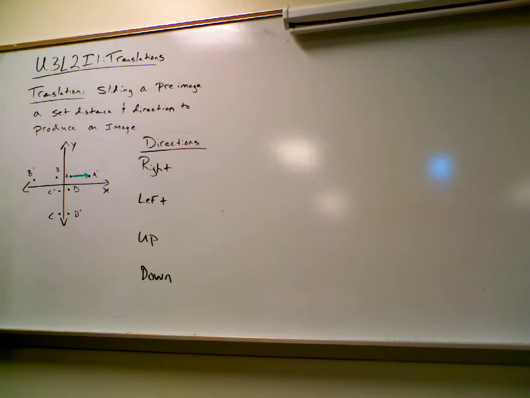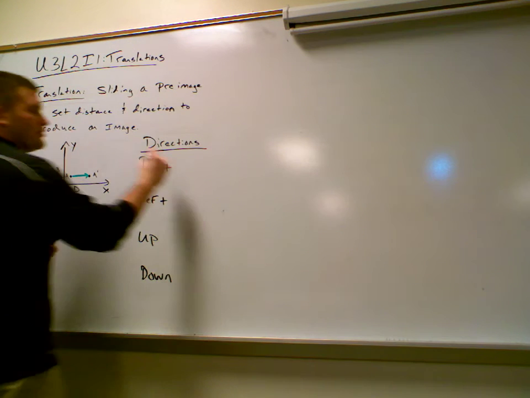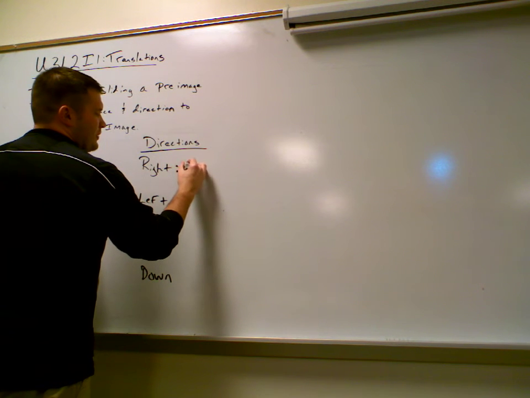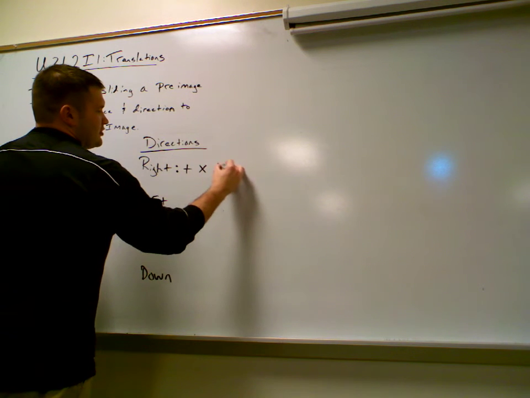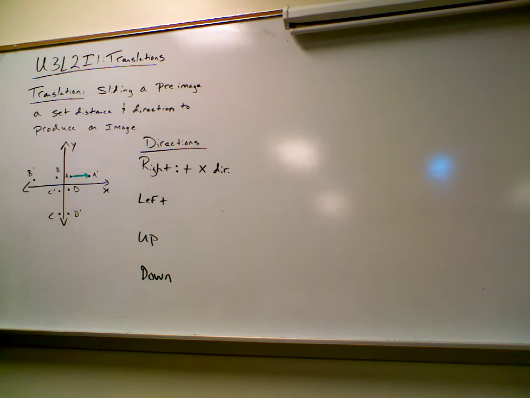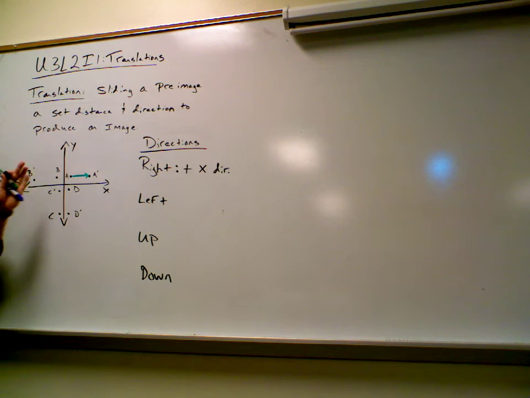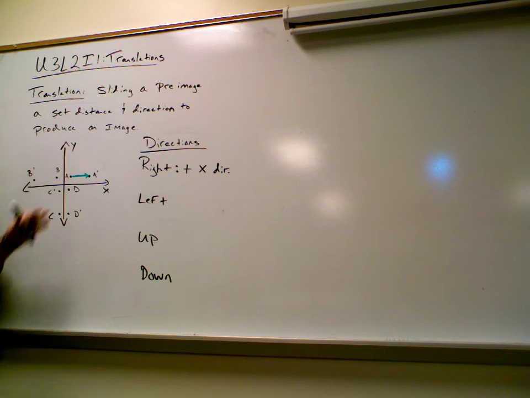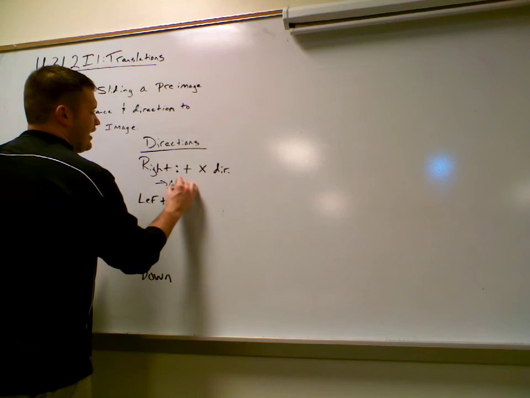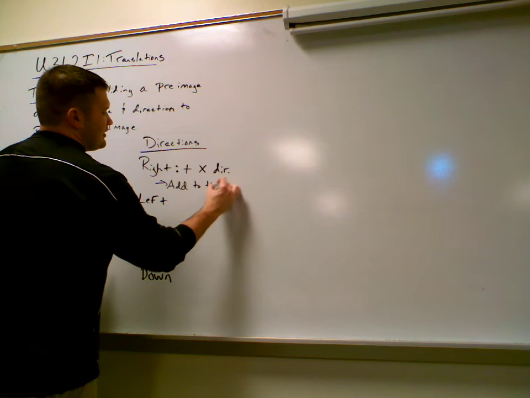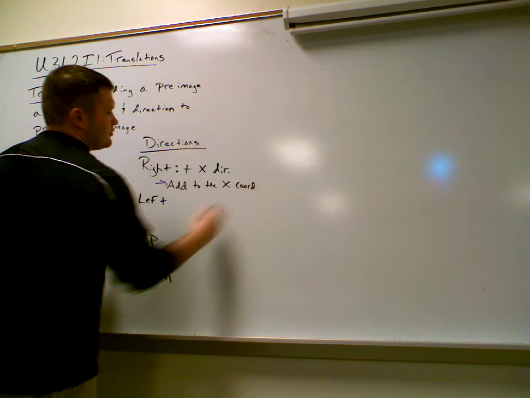How did I change it? Did I make it bigger or smaller? Bigger, because to the right is the positive x direction. If I move to the right, I'm moving in the positive x direction. So if I wanted to find a new coordinate of A prime, would I be adding a number or subtracting a number from my x? Adding. So if I'm moving to the right, that means we add to the x coordinate.